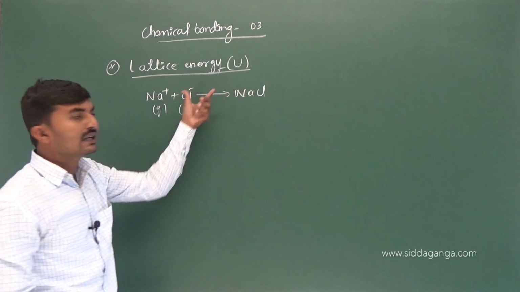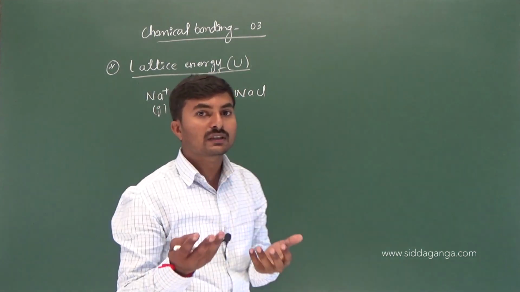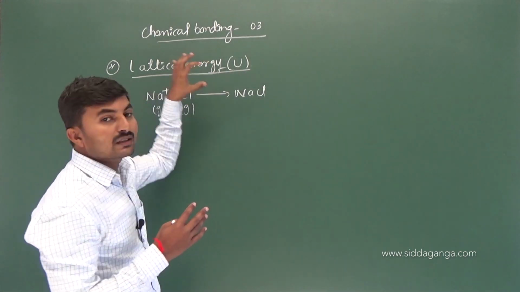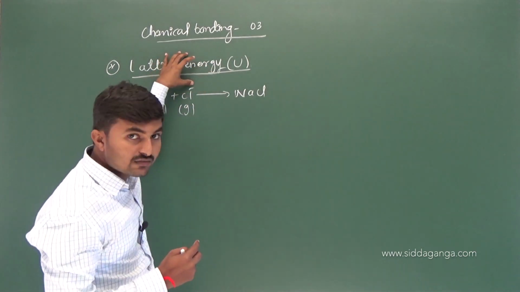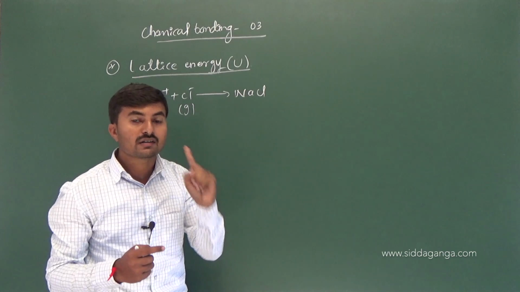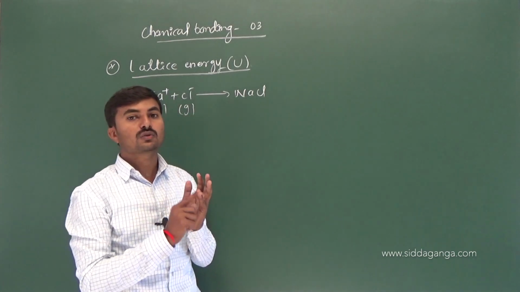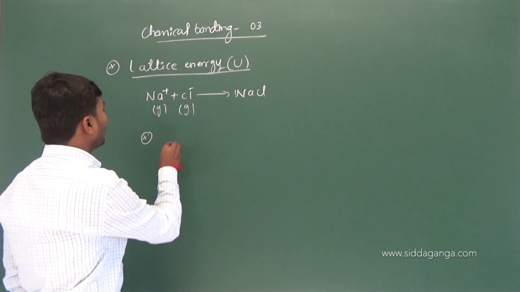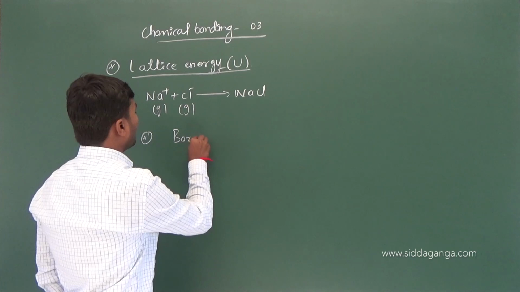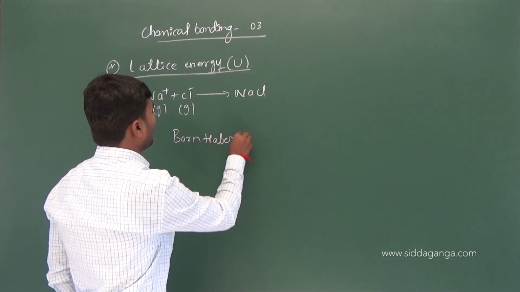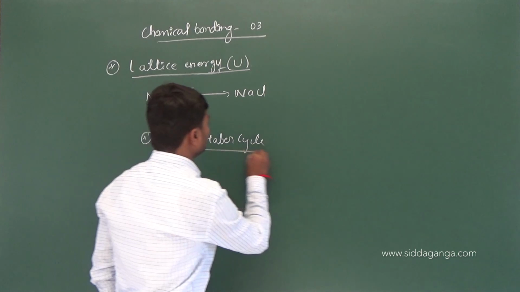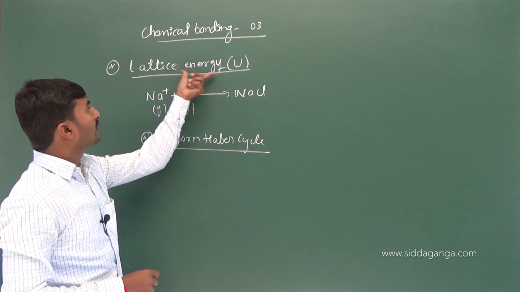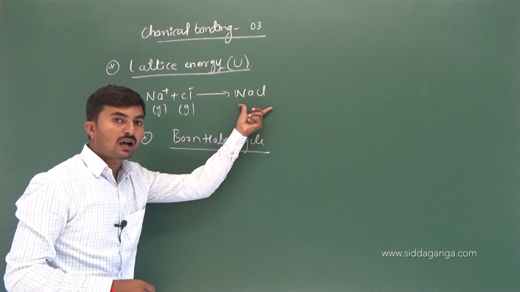Then how do we calculate this lattice energy? Are there any direct methods to calculate the lattice energy? No, there are no direct methods for the calculation of lattice energy. Instead, we have one indirect method. By using that, we are going to calculate the lattice energy. That indirect method is nothing but the Born-Haber cycle. By using this Born-Haber cycle, we are going to determine the lattice energy of an ionic compound.